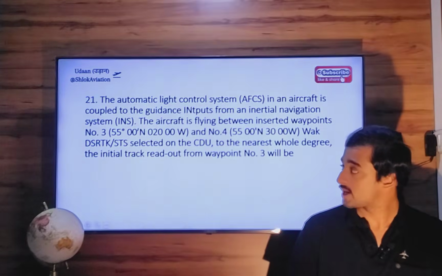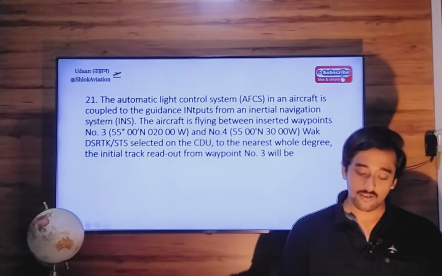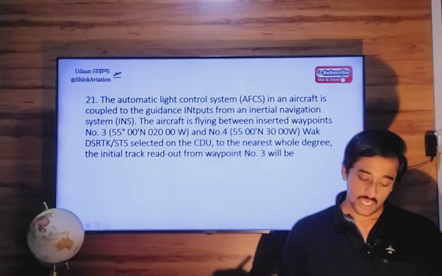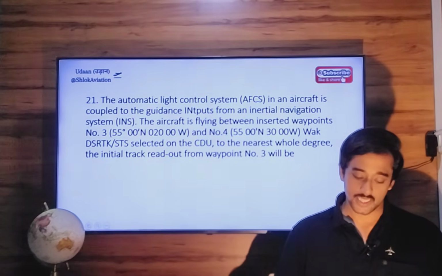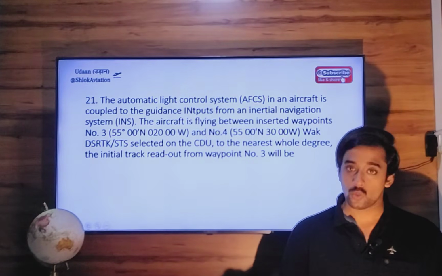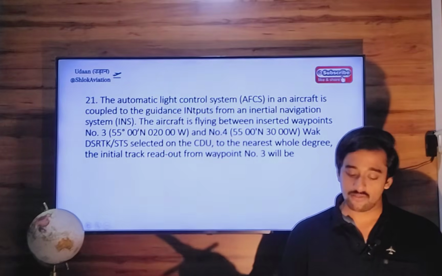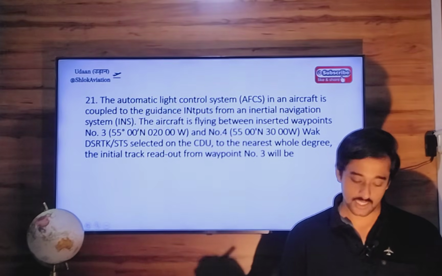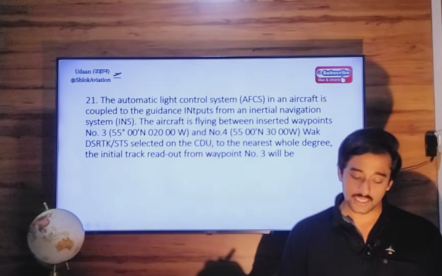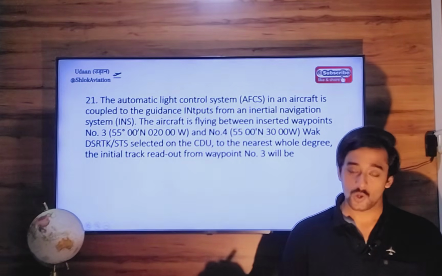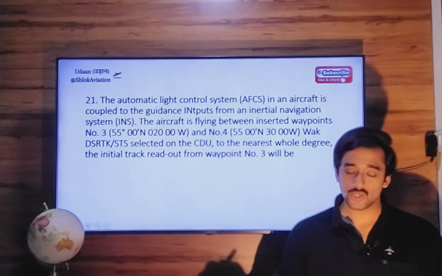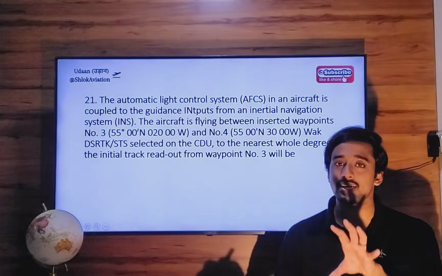Question number 21. The automatic flight control system in an aircraft is coupled or connected to the guidance inputs from INS. Aircraft is flying between waypoints 55° north 20 west. Second waypoint is 55 north 30 west. What is the desired track selected on the CDU to the nearest whole degree? The initial track readout. That means we have to find basically the great circle track at departure.